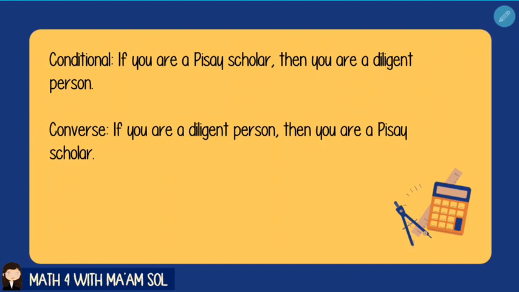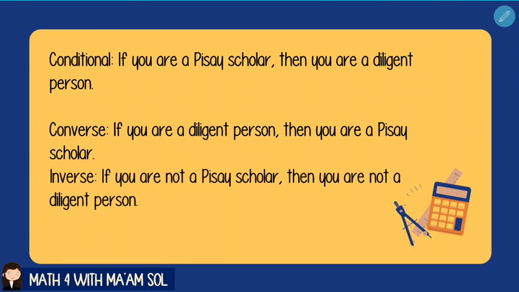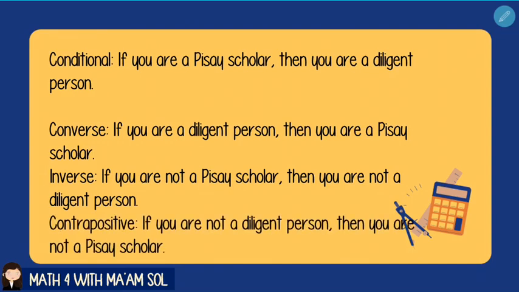Negating our conditional, we get our inverse. If you are not a precise scholar, then you are not a diligent person. Lastly, we get the contrapositive by getting the converse of the inverse. If you are not a diligent person, then you are not a precise scholar. You probably noticed that not all of these statements are true. That is what we are going to talk about in the next section, about the truth values of our mathematical statements.